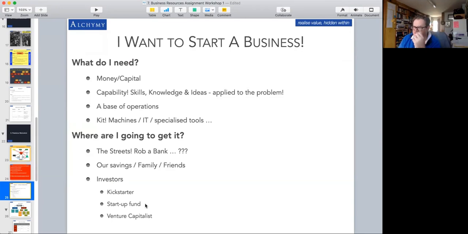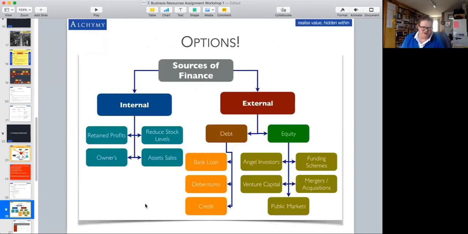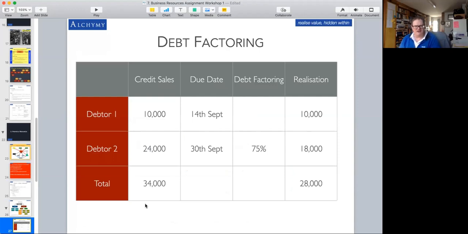So you could do this assignment partially based on, I want to start a business. What do I need? Money, I need skills, I need staff, maybe I need somewhere to work from, I need equipment. Where am I going to get that money? I'm going to rob a bank, I'm going to steal from friends, I'm going to borrow from family. How do I get money from investors like Kickstarter and so on? And what are they going to want to know? They're going to want to know about some of our projections, or if I've been in business already, what we've already accomplished. So I'm going to go to some of these sources of finance. There are different sources.